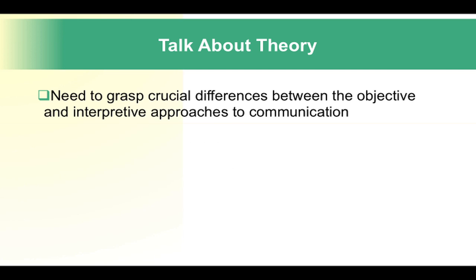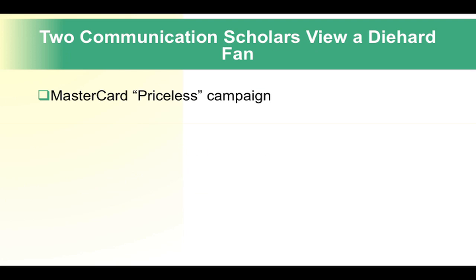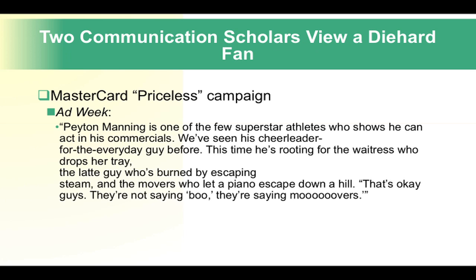It's important to grasp the crucial differences between the objective and interpretive approaches to communication. Glenn Sparks is a behavioral scientist. He conducts experiments. Marty Medhurst is a rhetorician. He works to interpret texts. These two scholars break down the MasterCard Priceless campaign.